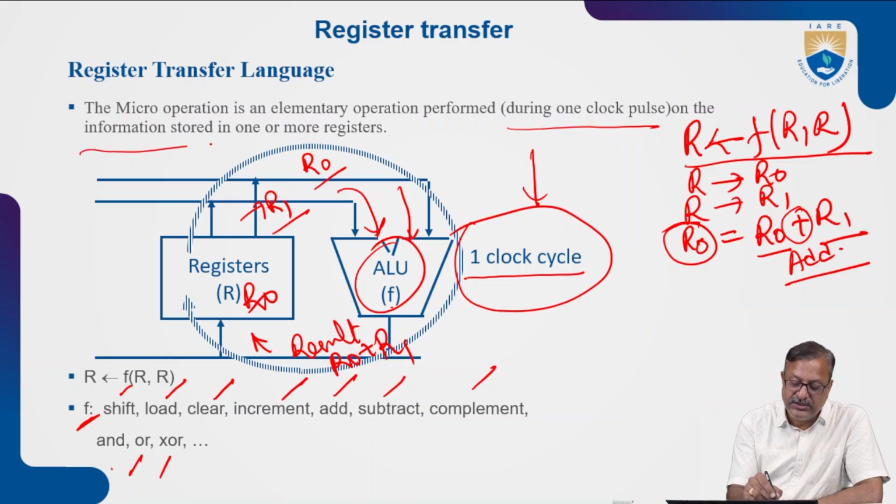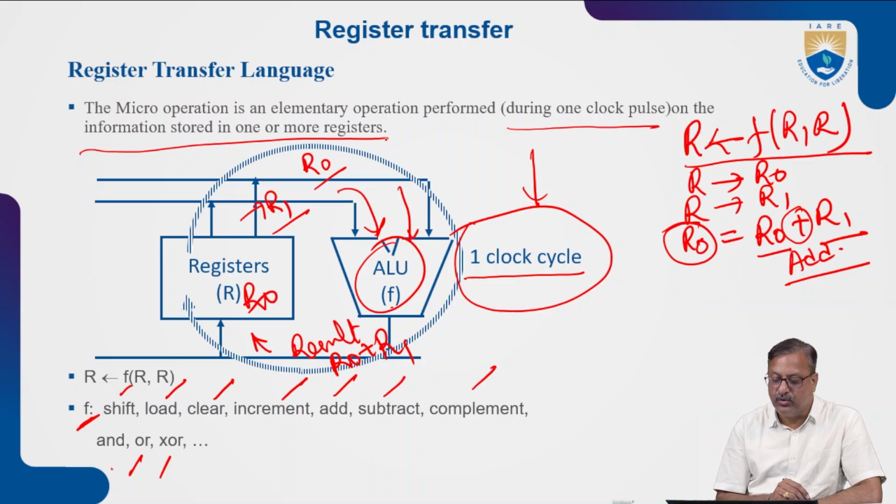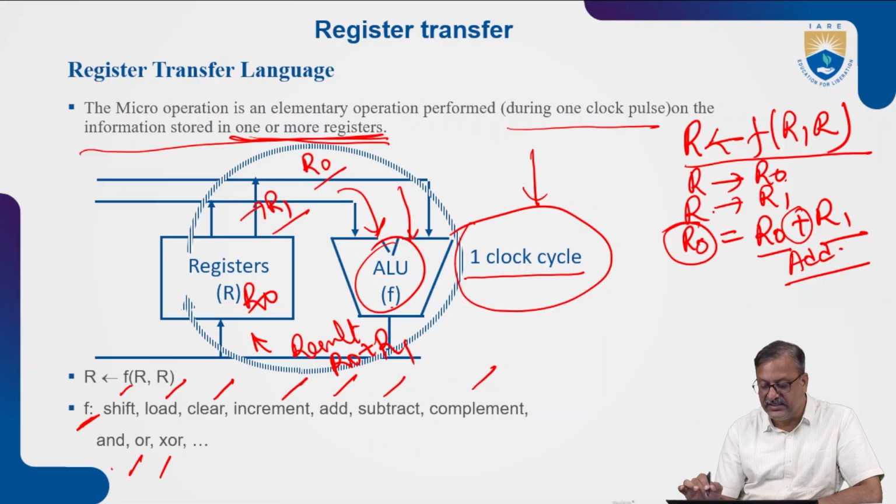On the information stored on one or more registers. Now this is a function we have taken: R is the result, R = f(R, R). Same, I have taken one R equal to R0. Why have I taken R0 and R1? Because the data being stored is clearly indicated as being in one or more registers. Because of that, I have taken one R as R0 and another R as R1.